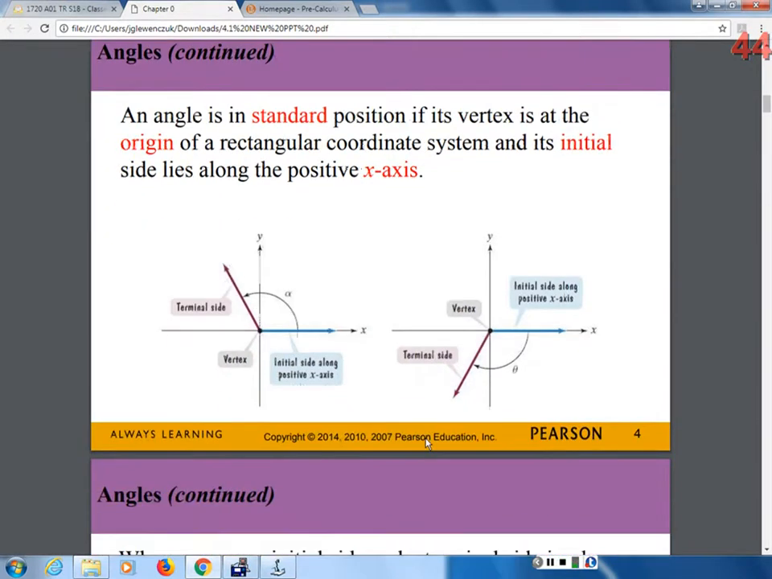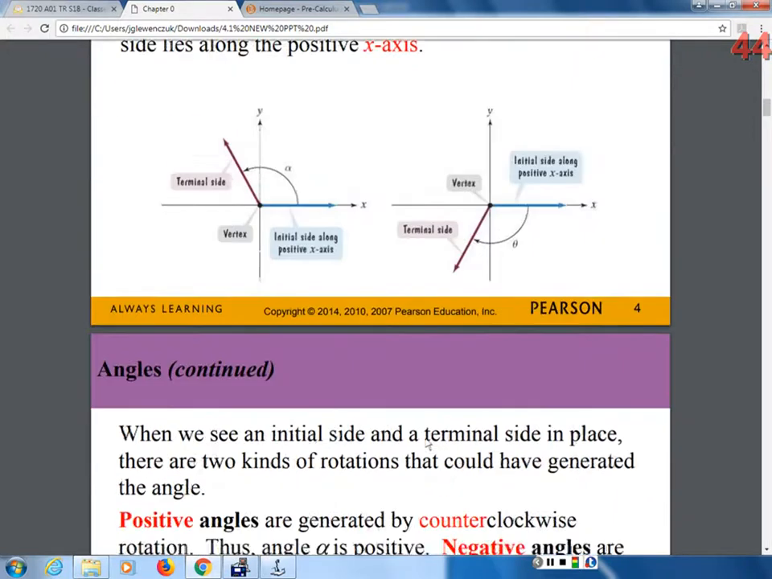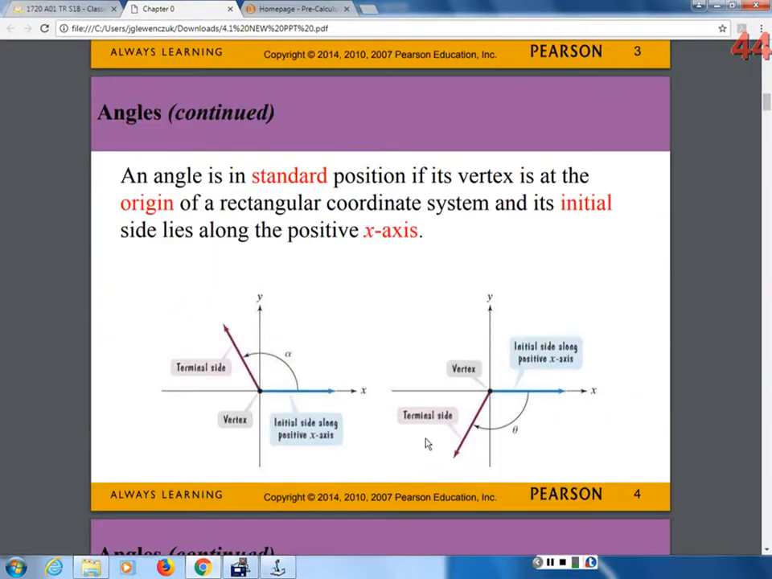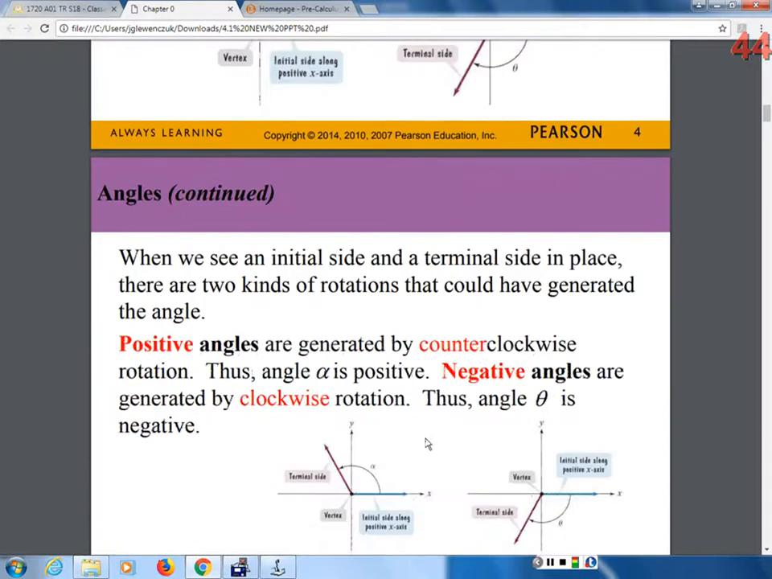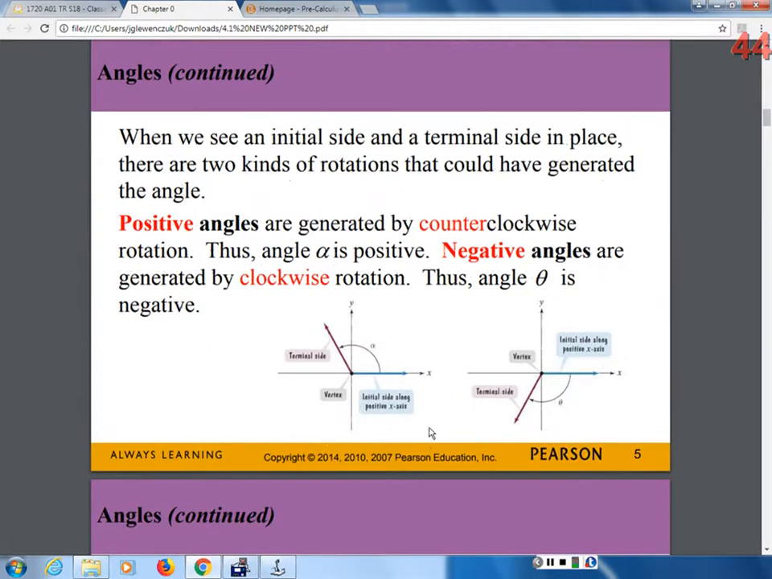Okay? Did everybody get that? Are you following along? Okay. All right, so now we got the definition of negative angles.